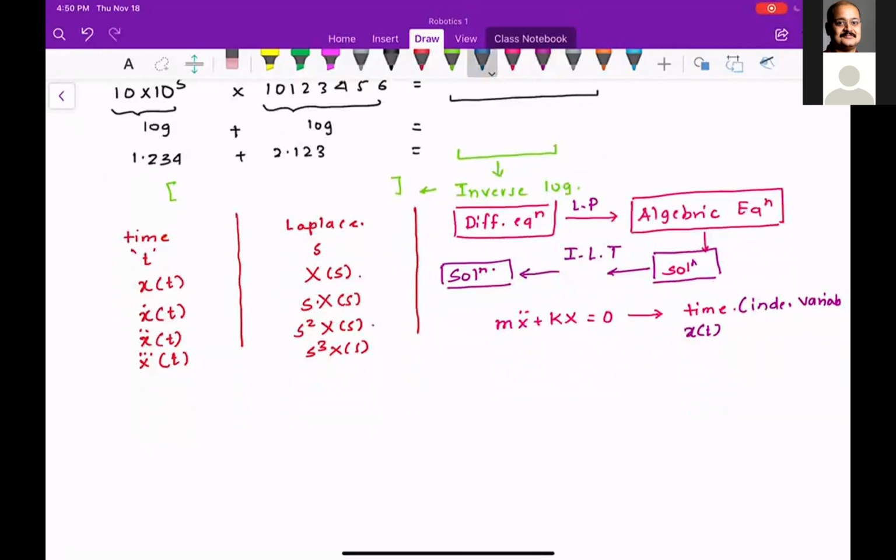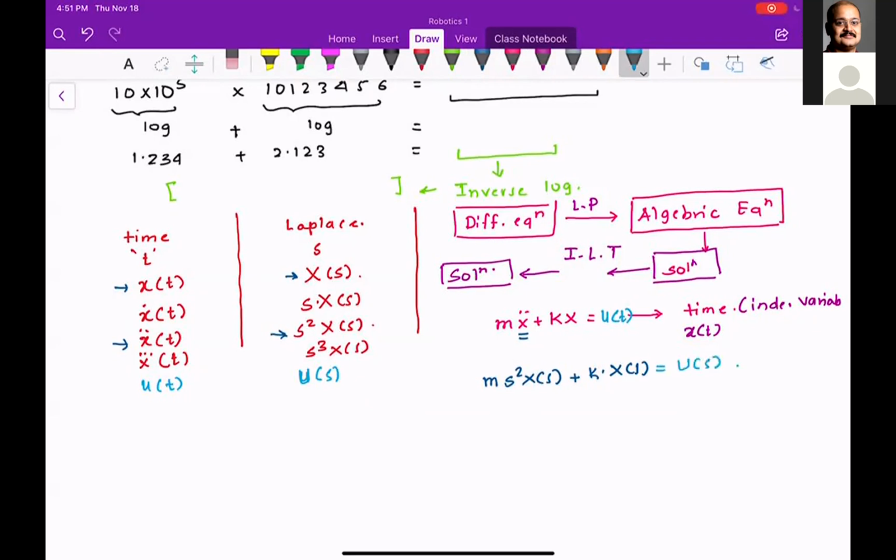How does it work in the Laplace transform? Please note, m is a constant, so it's going to remain as m. In the time domain, you have x double dot. In the Laplace domain, it becomes s square x of s. So what you have is m s square x of s plus k, which is a constant, times x of s. And typically you will have some other external function or external force u of t, and I'll tell you what that means in just a second. So u of t becomes capital U of s.